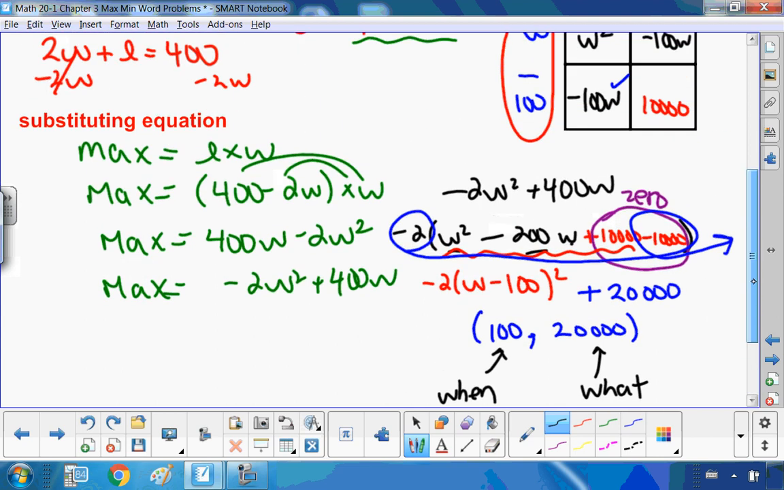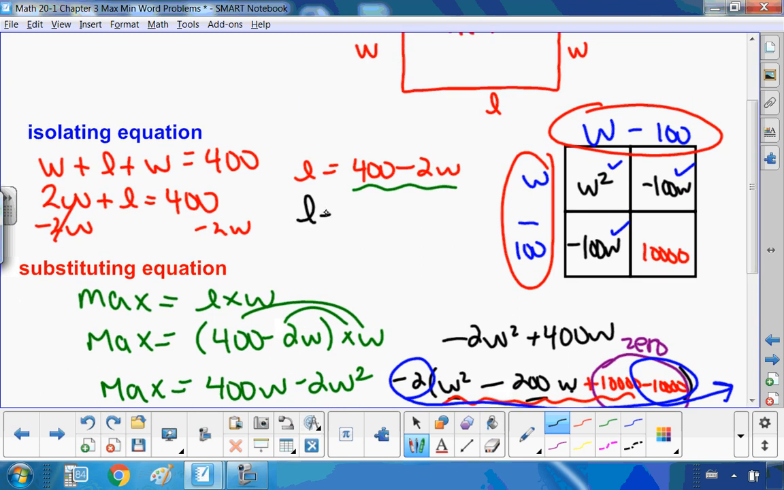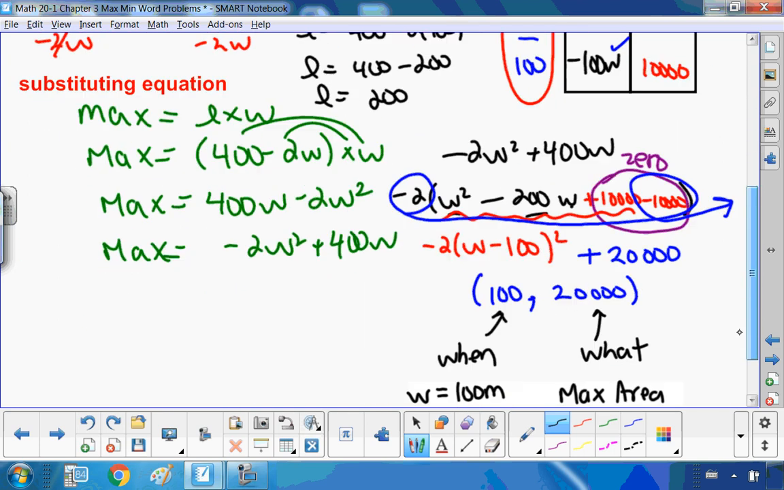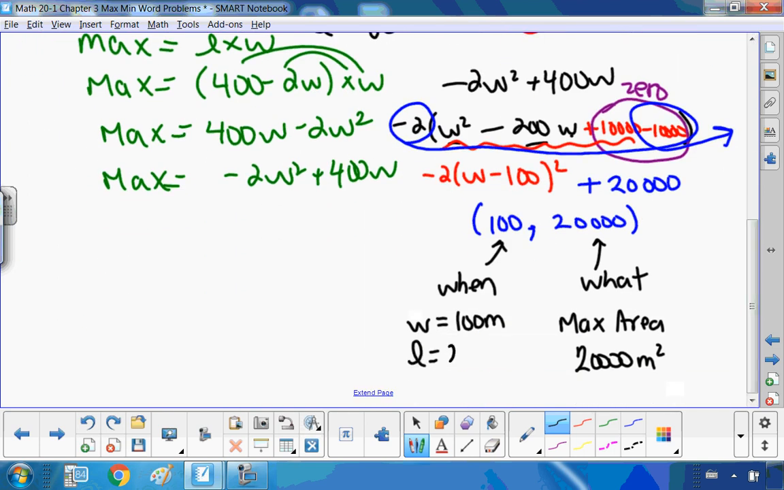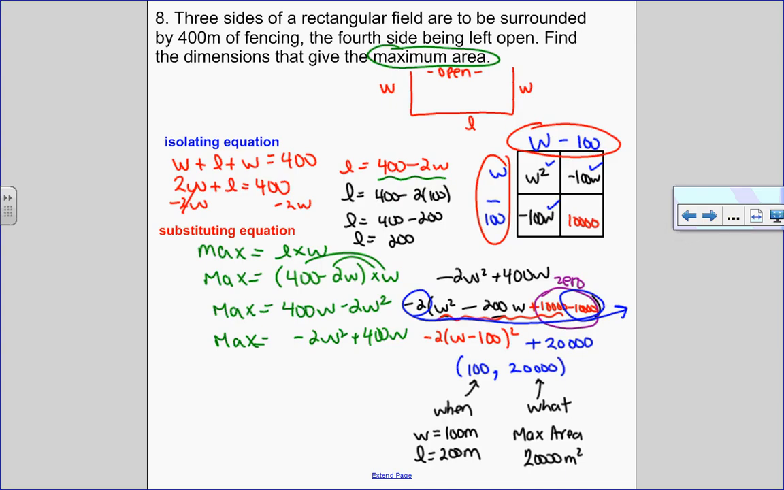So let's go up here and figure out what the length is. The length is 400 take away 2 times w. So the length is 400 take away 200, which is just 200. So I can come back down here and say that the length is 200 meters. So let me make that bigger and just check to make sure we answered our question. It says, find the dimensions that give the maximum area. So the dimensions are width 100, length 200. The maximum area is 2,000 meters squared.